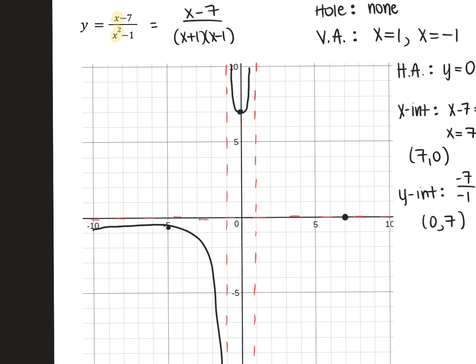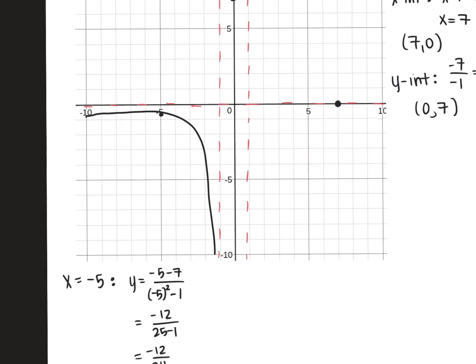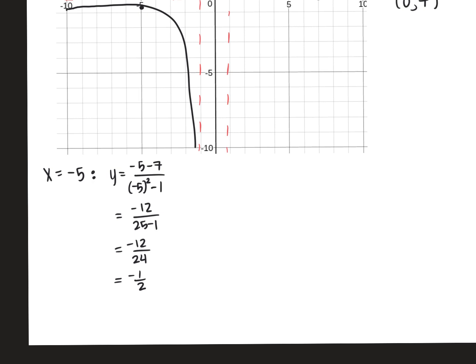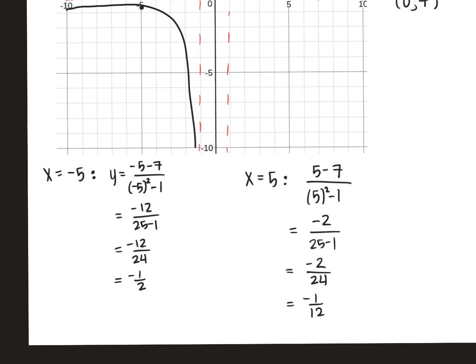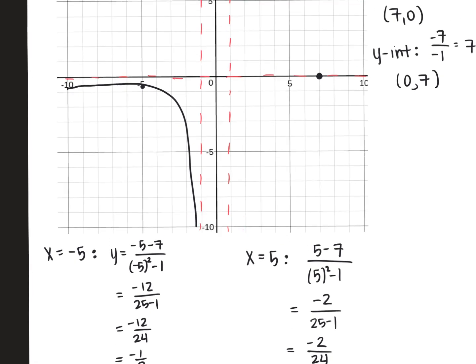Okay. And then lastly, I'm going to plug in a positive x value. And I'm going to plug in +5. So we're going to get 5 minus 7 all over 5 squared minus 1. And we're going to get -2 over 25 minus 1, which becomes -2 over 24, which is going to give us -1/12. So I don't need to know exactly where -1/12 is. All I need to know is that when it's +5, it's negative. So that tells me it's going to come down and go up, kind of like that.